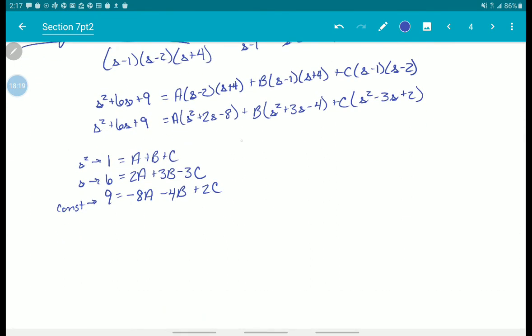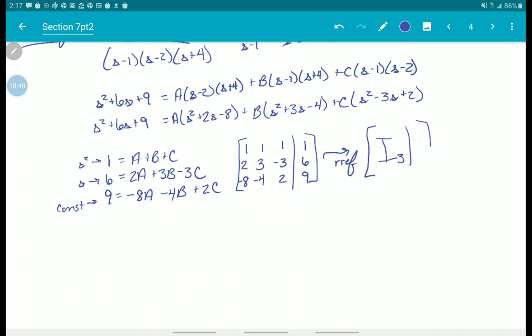So this needs to go into your calculator to do RREF. That's the easiest way to solve. And when we do that, we will get the identity on the left. There will always be a unique solution for these. And I got negative 16 over 5 for A, 25 over 6 for B, and 1 over 30 for C.